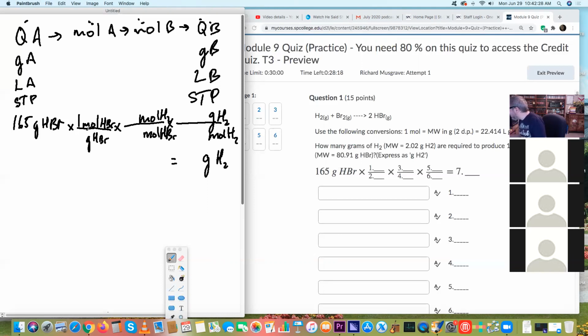It's 1 mole of HBr is equal to 80.91 grams. And then the relationship here is going to be 1 mole of H2, and it looks like 2 moles of HBr. And then the grams of H2, I think it's 2.02 and 1 mole. And then we come up with our answer over here.